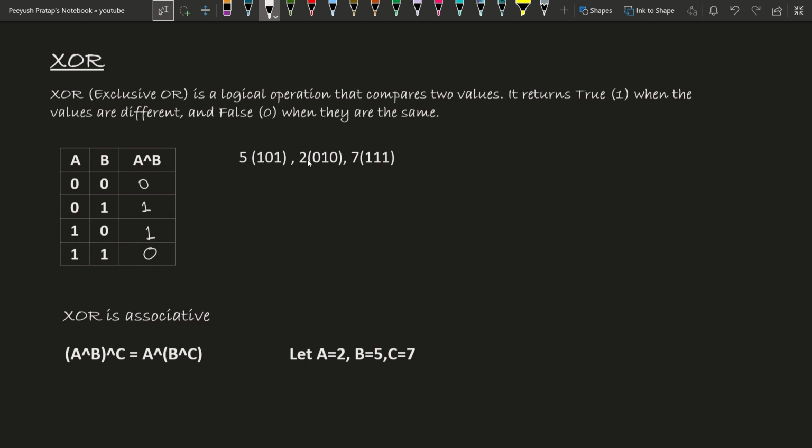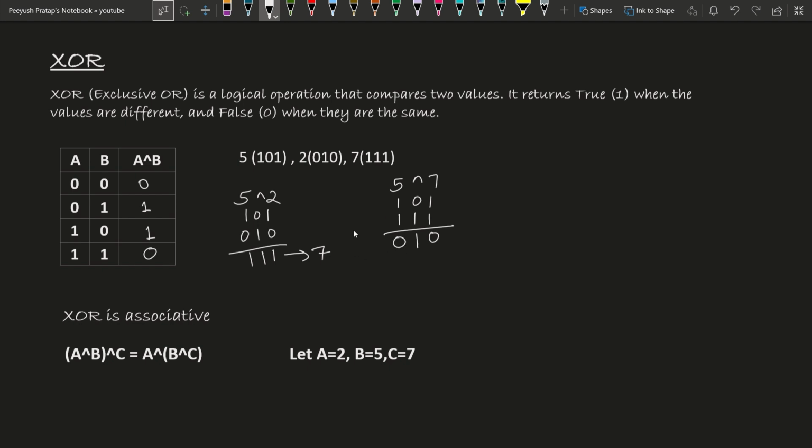So here we have 5, 2 and 7, and their binary representations. If we do 5 XOR 2, it will be 101 XOR 010. Both are different, then 1, different, 1, different, 1, and that will be 7. And if we do 5 XOR 7, it will be 101 and 7 will be 111. These two are the same, so we get 0. These two are different, we get 1. These two are 0, the same, so we get 0.